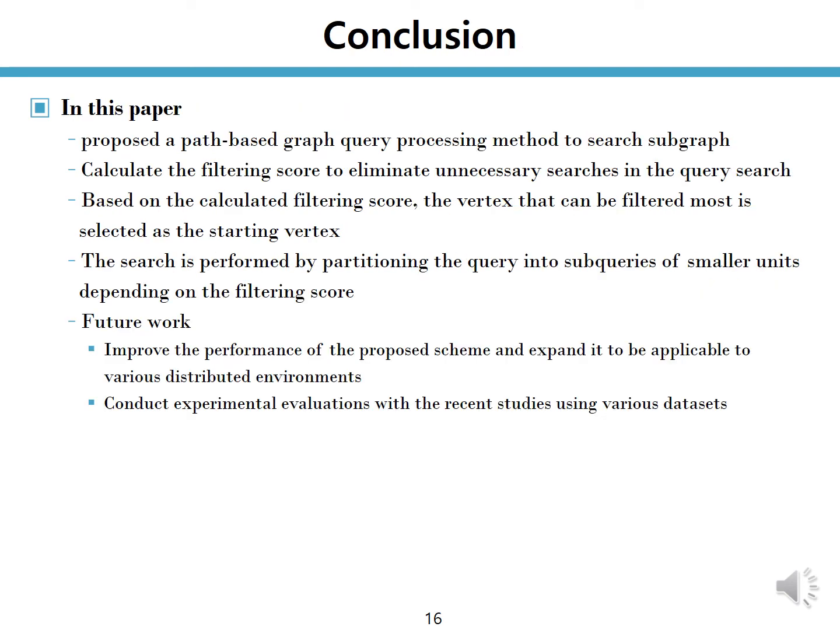In this paper, we propose a path-based graph query processing method to search subgraphs in Spark. The filtering score is calculated to eliminate unnecessary searches in the query search through the distribution of the vertices of the graph and their edges. Based on the calculated filtering score, the vertex that can be filtered most is selected as the starting vertex, and the search is performed by partitioning the query into subqueries of smaller units depending on the filtering score.